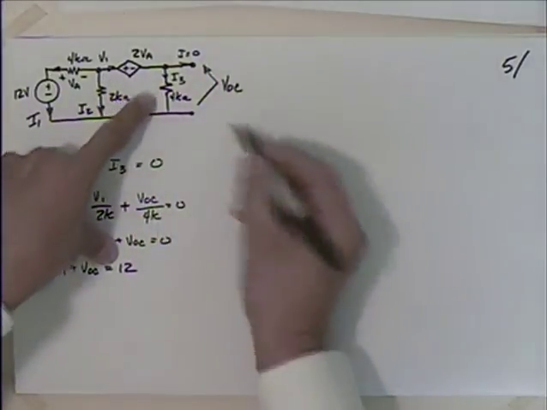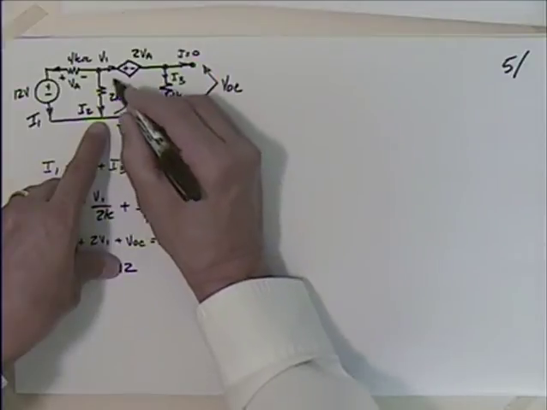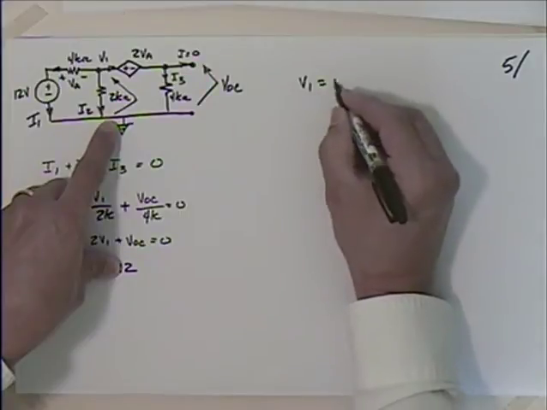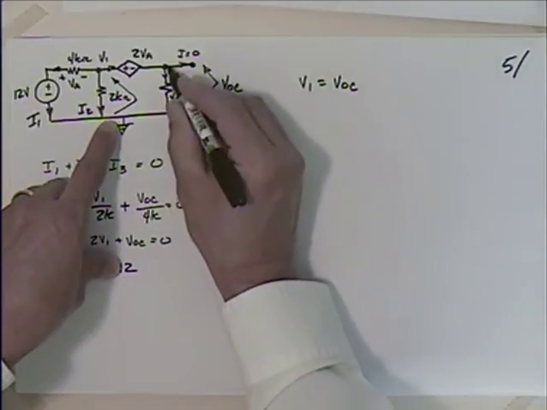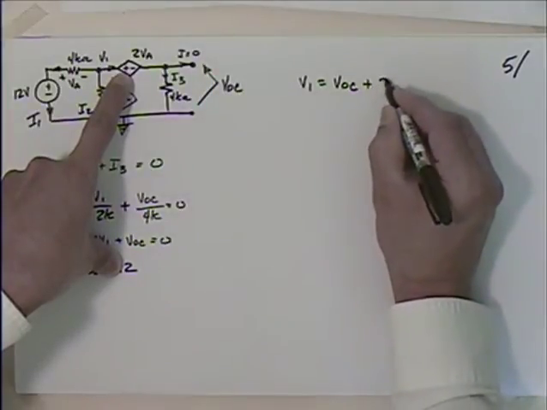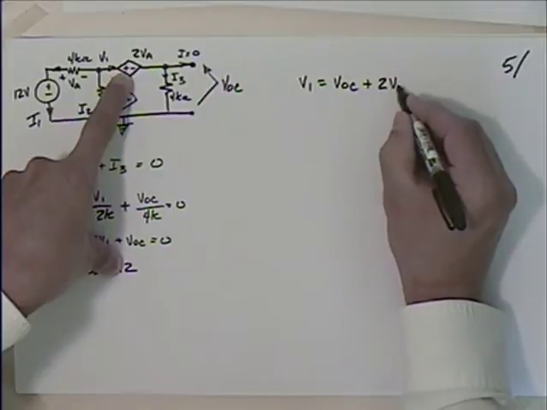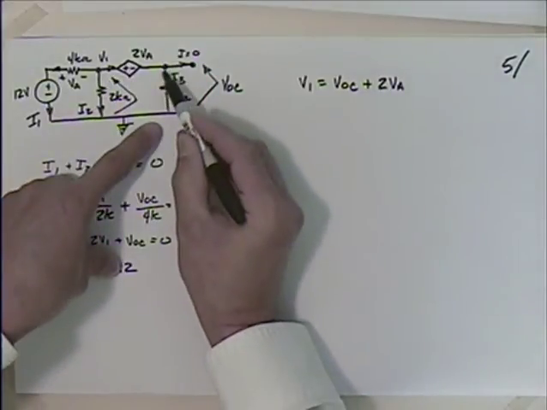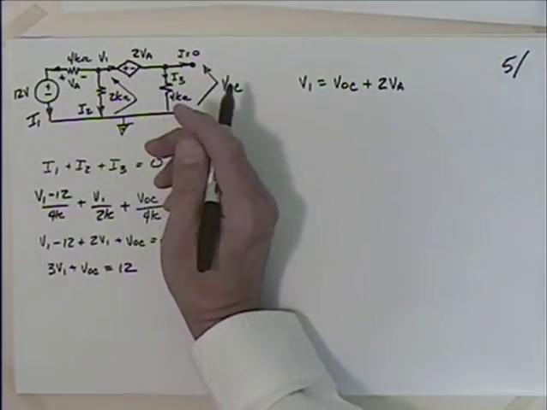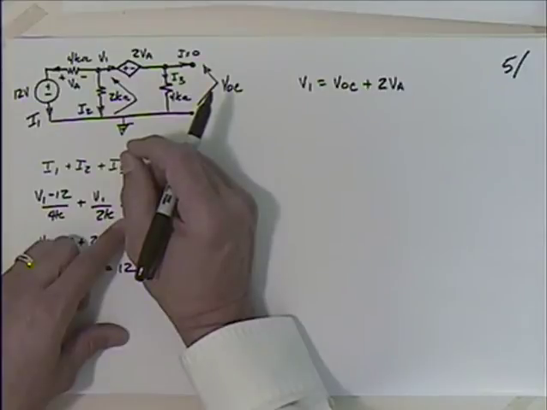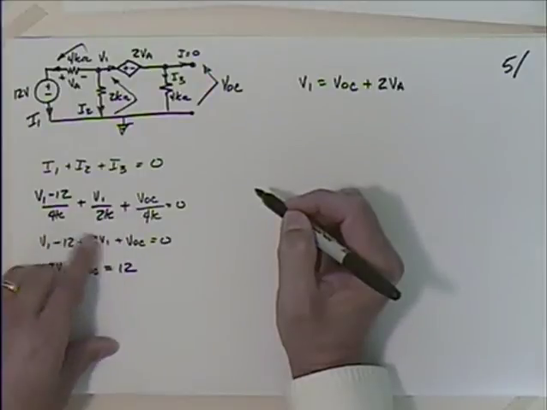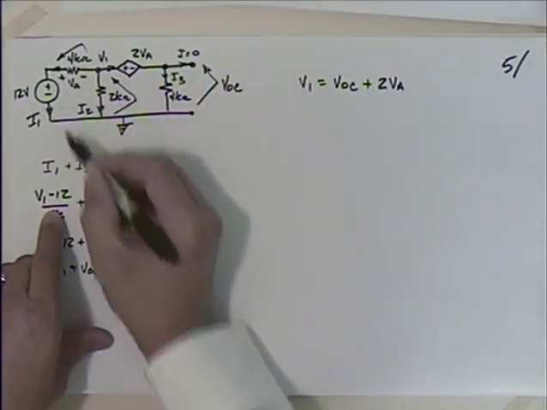I could say that, if you talked about getting to V1, that would be the voltage across there, wouldn't it? V1 is going to be equal to V open circuit, going from there to there, and then plus 2 VA. Is that right? Go from there to there, there's V open circuit, and then I add 2 VA. That's going through that source there. Now what in the world is VA? Well, VA is the voltage across there, isn't it? That's really the opposite of this.